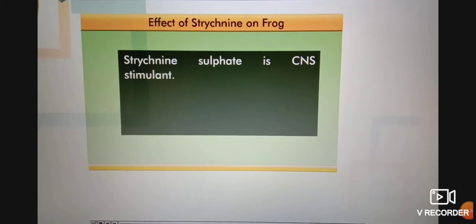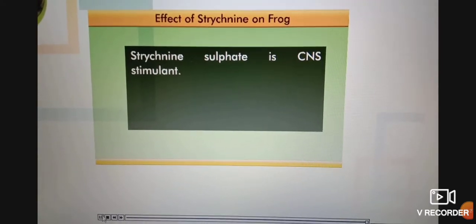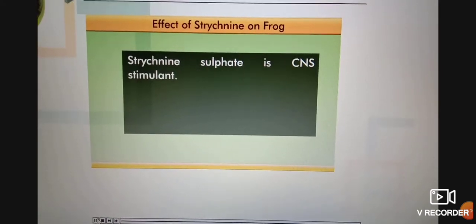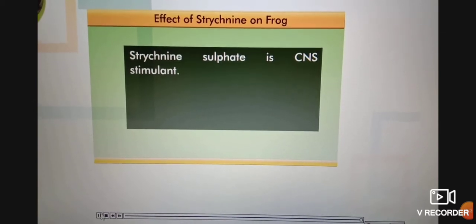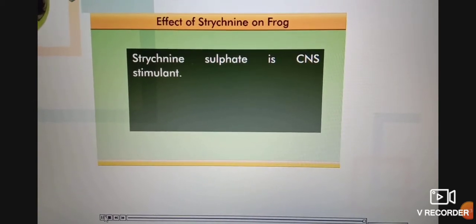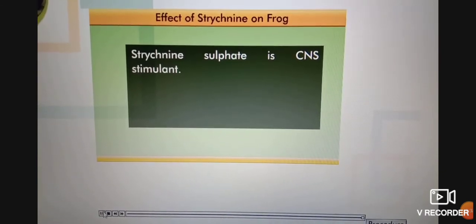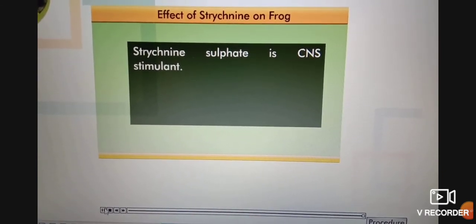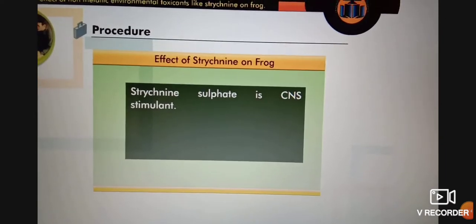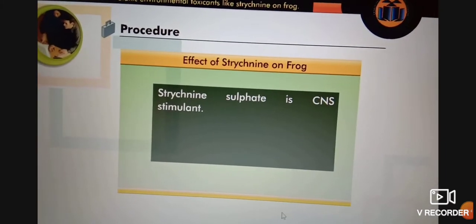Okay, so from this procedure, you can understand the effect of strychnine on the skeletal muscles. Okay, so strychnine is a CNS stimulant drug. It shows its effect on the skeletal muscles. That is, it causes the permanent contraction of those skeletal muscles. Right. Then next.